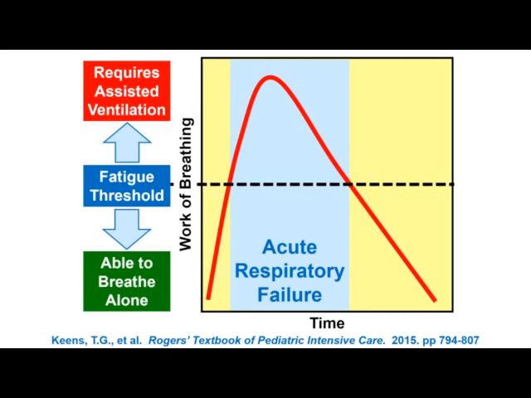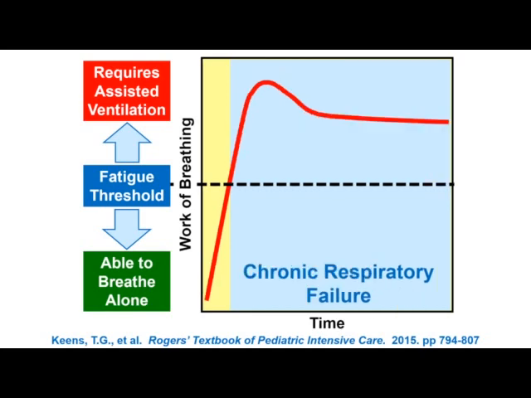So here this patient gradually gets worse, crosses this fatigue threshold, and suddenly crashes. That is, now he requires ventilatory support. The disease worsens and gradually improves, and eventually, once the work of breathing falls below the fatigue threshold, then the patient can be weaned by perhaps a number of parameters. Chronic respiratory failure is a little bit different.